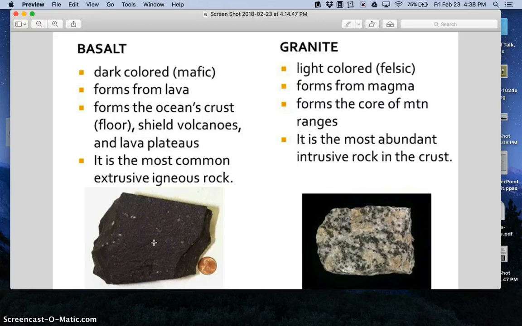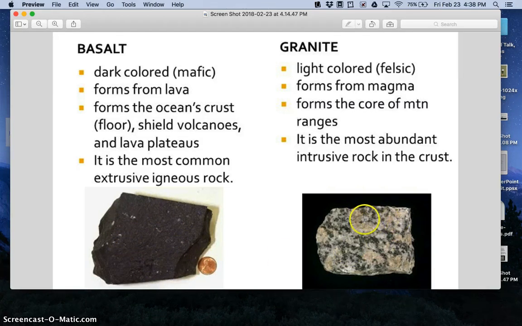So once that lava comes out of the mid-ocean ridge and hardens, it turns into this kind of rock, and it's the most common extrusive igneous rock. It is outside of the volcano, and it's called extrusive. That makes up most of the ocean floor.